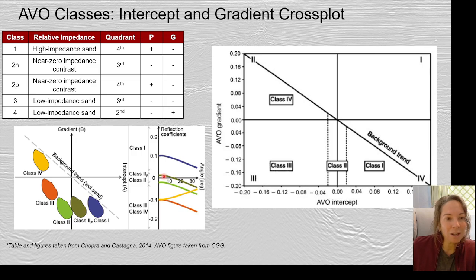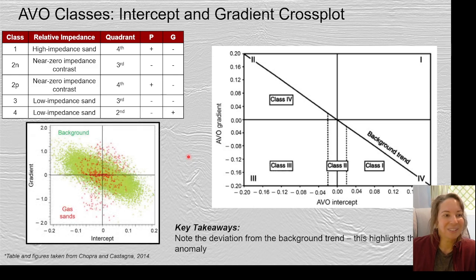I'll do that one more time. I'll do that with class 1. So our class 1 starts off with a positive intercept. Okay, it's positive reflectivity, positive intercept, and the gradient gets more negative with time. Okay, so it gets more negative. So class 4 is the only one where our gradient, with this yellow line, is positive, it's moving upwards. And so that's why it plots up here.